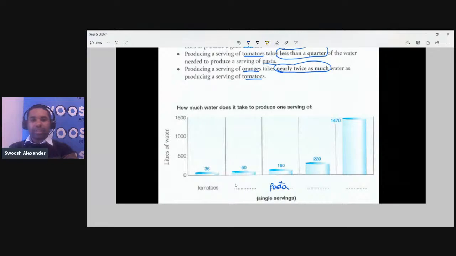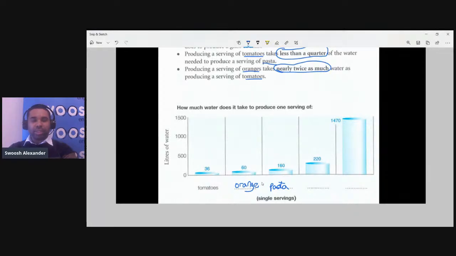Well, that would be just here, wouldn't it? That would be 60, because twice as much would be 62. Again, we do a little bit of maths. 36 times 2 is 62. And so since it's nearly twice as much, it's not quite twice as much, then the answer is 60. And that's what we have there for oranges.